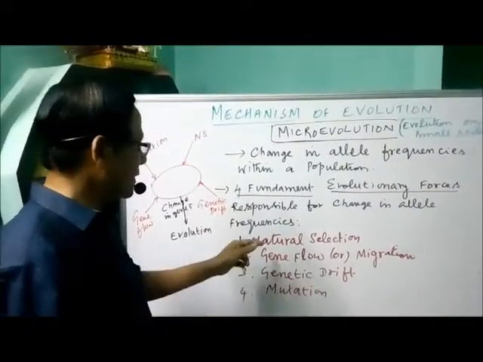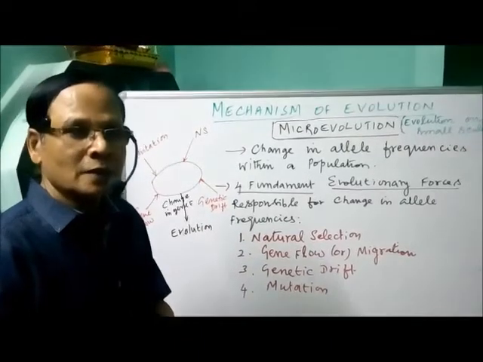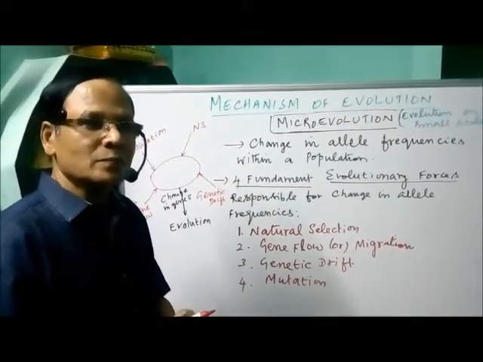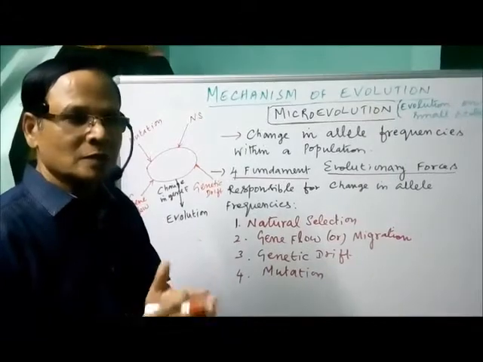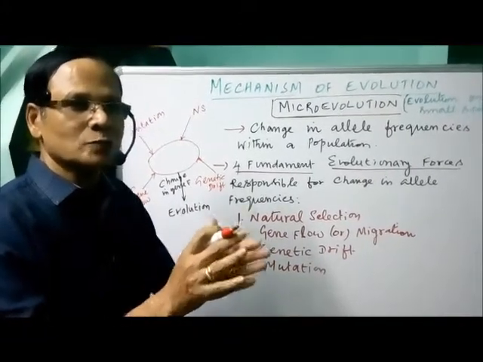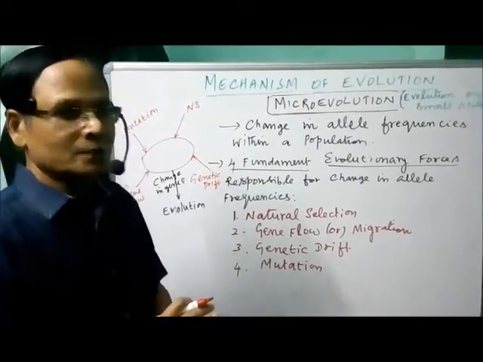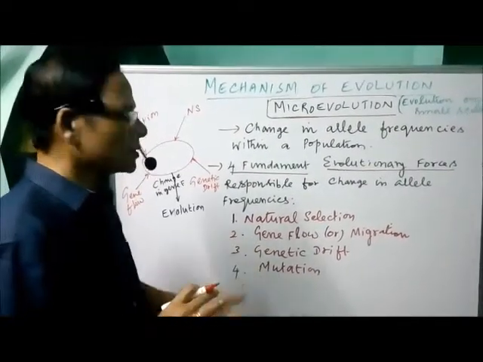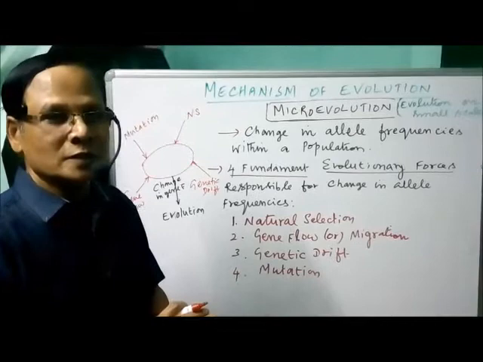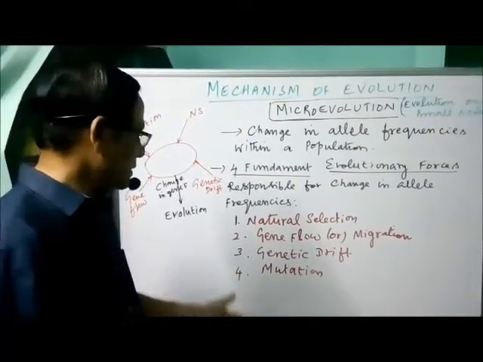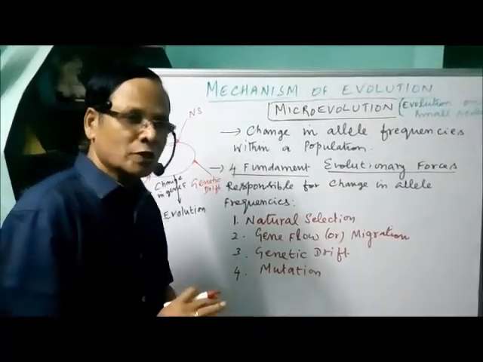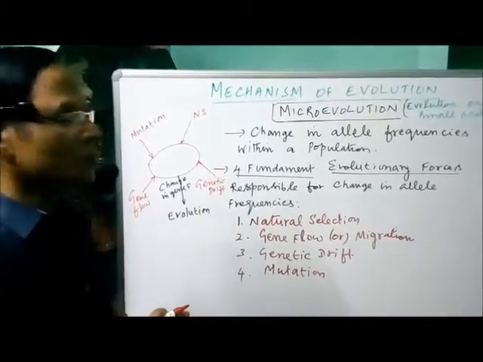Number one, natural selection. Here we are talking about natural selection based on genetics, not based on the principles used by Darwin. The second one, gene flow or migration. The third important force, genetic drift. And the fourth one, mutation, the main cause of variations.